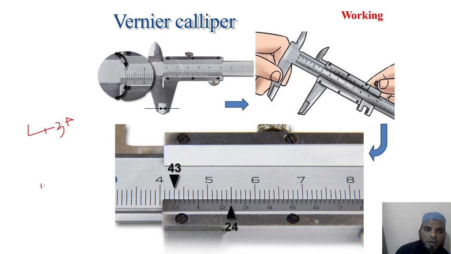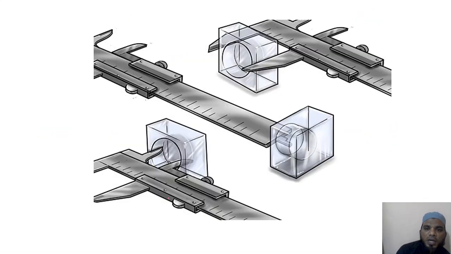So 12 into what is the least count we have found? Least count of this is 0.02. So you have to take 12 into 0.02, which is 0.24. So 43 plus 0.24, you are going to get 43.24. Similarly for the external reading, this is your internal measurement, internal diameter. This is your external diameter. This is your depth gauge.